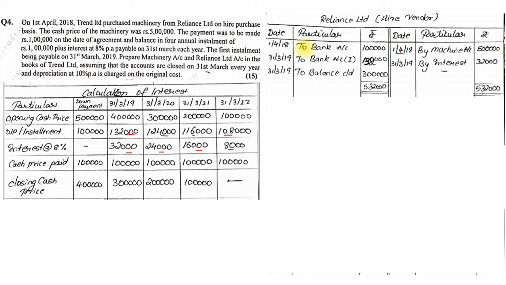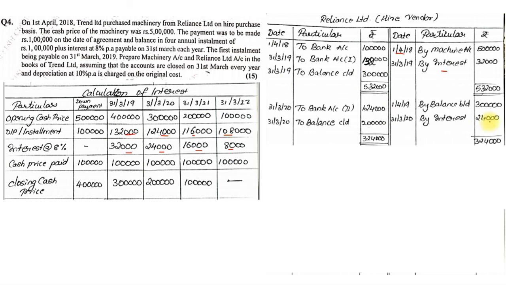So the down payment was on 1st April, 1 lakh, and then on 31st March we made the first installment of 1 lakh 32,000. We tally, we got the balance as 3 lakh. First year's closing will become next year's opening. Again on the credit side we'll only note down the interest, which is 24,000, and on the debit side we'll write to bank account, the second installment 1 lakh 24,000. We tally, we get the balance as 2 lakhs.